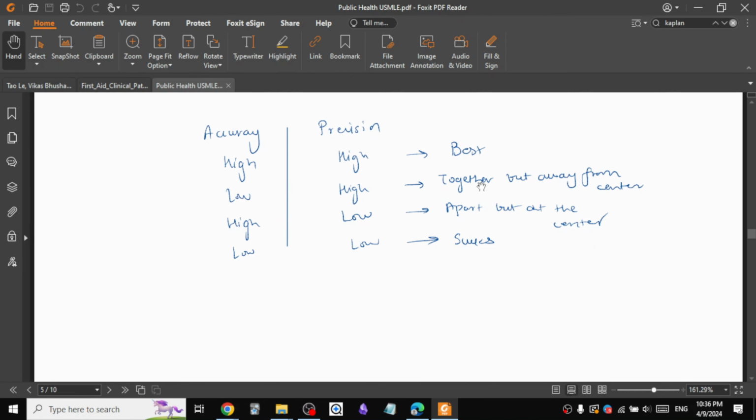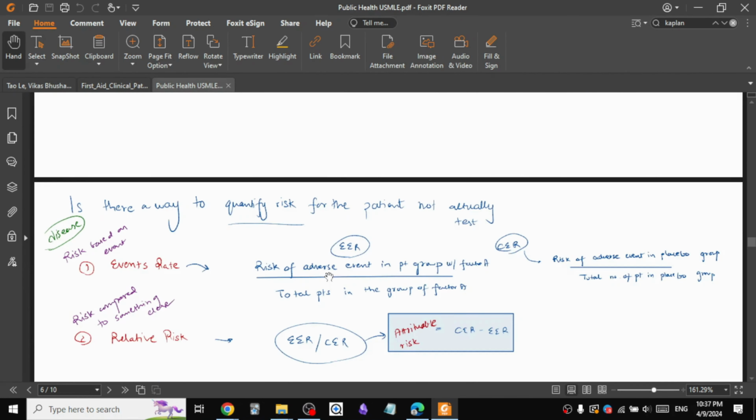Okay, so what does it mean? Together but away from the center. Okay, right? Low accuracy and high precision. Accuracy is high, but the precision is low. So I am around the center, but I am scattered all over the place. Okay, so high and low: apart but at the center. And if both are low, you just suck. Might not use it at all.